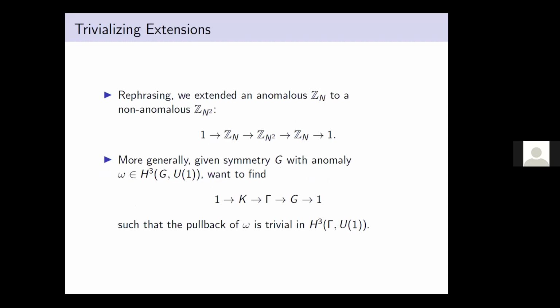So we can sort of rephrase things in a slightly more formal way. Basically, what we were doing here is we were taking a cyclic Zn symmetry, and we were extending it to a Zn squared symmetry. And for any group G, the general version of this is we would take some symmetry G. We would know what its anomaly is, so it's specified by some class in H3(G, U(1)). And what we would want to do is find some extension of G, call it gamma, such that the anomaly pulls back to something trivial in H3(gamma, U(1)).